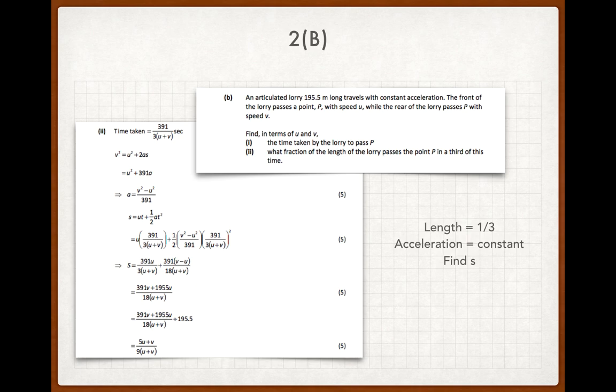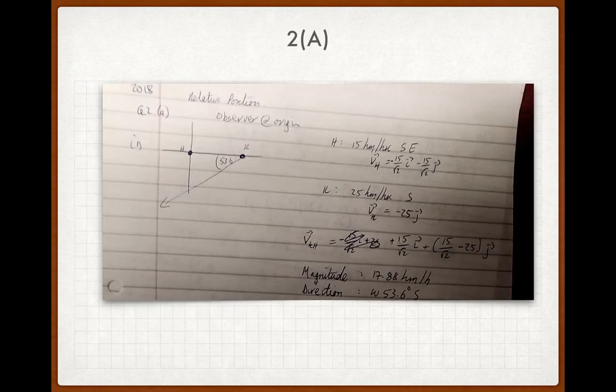Okay, that's 1b completed. 2a. Now, I haven't got the question there, but off the top of my head, we're told that h is a certain distance west of k. So the first thing you want to do is draw a relative position diagram.